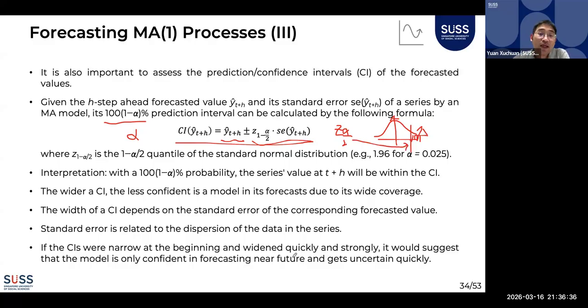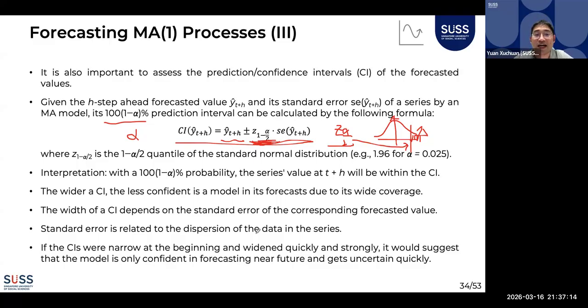For alpha equal to 0.05, this z value will be 1.96. If alpha equals 0.1, this critical value will be 1.64. If alpha is 0.01, this critical value will be 2.56. Okay, so this is from basic statistics. All right, so this is a confidence interval.